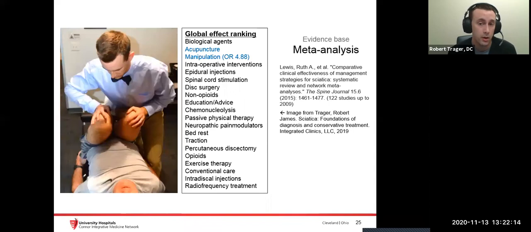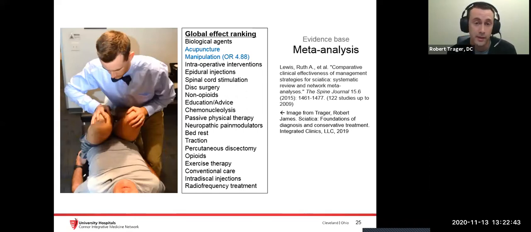There was a large study that came out a few years ago, a meta-analysis, where they looked at 122 studies for sciatic pain, and they rated them according to whether or not the treatment worked and there was success or a treatment failure. And spinal manipulation, which is one of the common tools that we use as chiropractors, was one of the most effective tools. And patients that received spinal manipulation had almost 5 times the odds of improving or having success with their treatment.